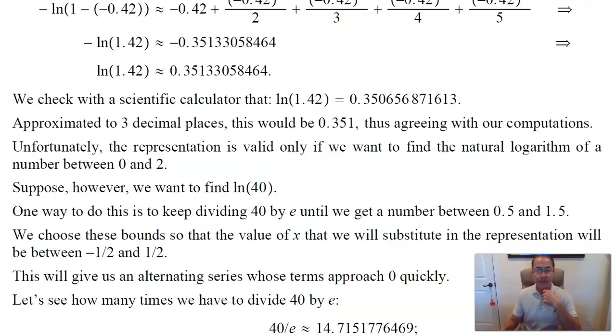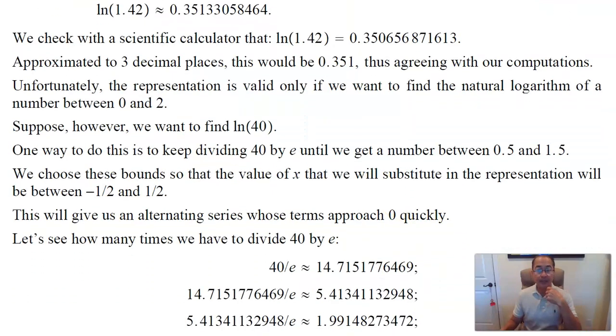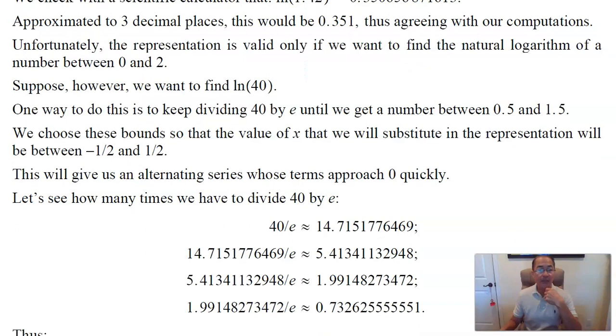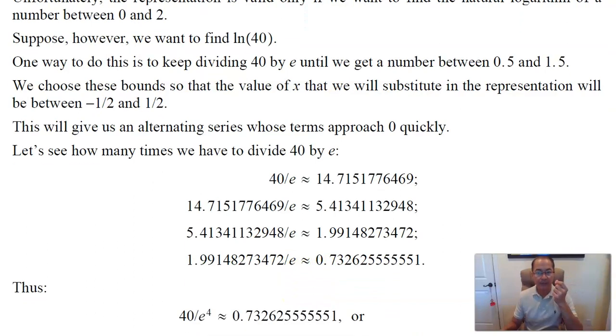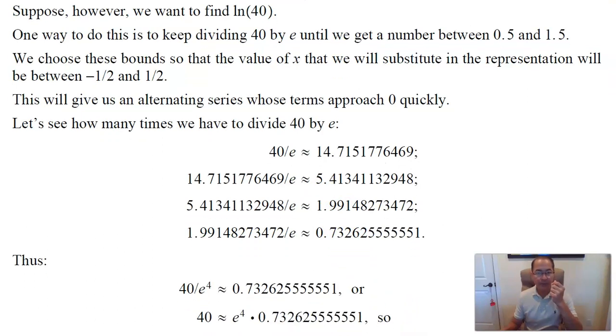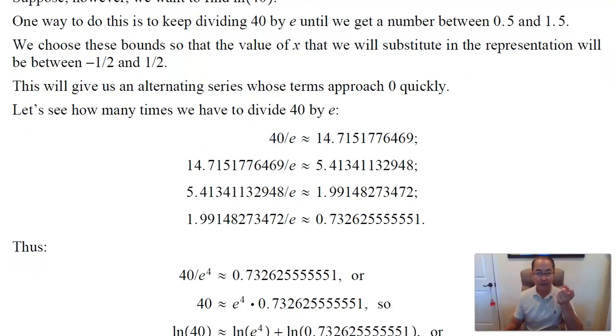Now, what's the effect of dividing a number by e? Okay, so if you keep dividing by e, eventually you'll get a number which is between 0.5 and 1.5. Okay, how many times? 1, 2, 3, 4. So e to the power 4. 40 divided by e to the power 4 gives us 0.73 something. So solving for 40, you'll get e to the 4 times 0.7 something.